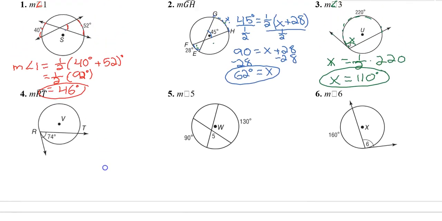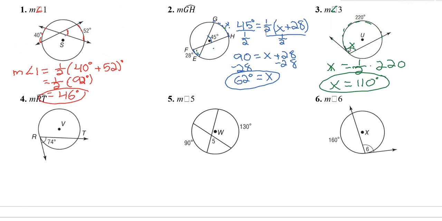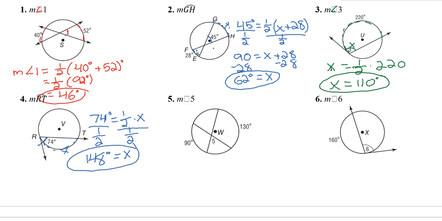Okay. Similar for number 4, although now I'm trying to find the arc. So it's pretty much the same, just backwards, right? The measure of the angle, 74 degrees, equals 1/2 times the arc, which I'm going to call x. So I'm going to divide both sides by 1/2. 148 degrees is what we get there. Okay.